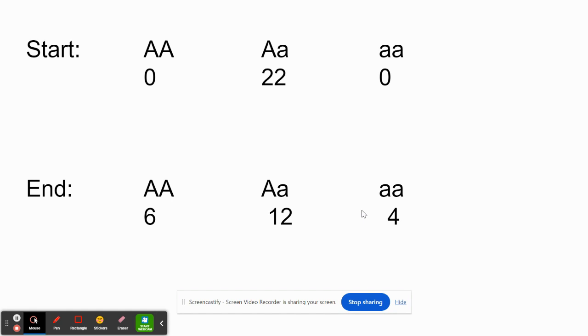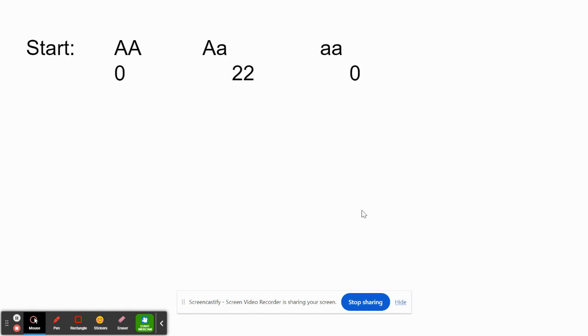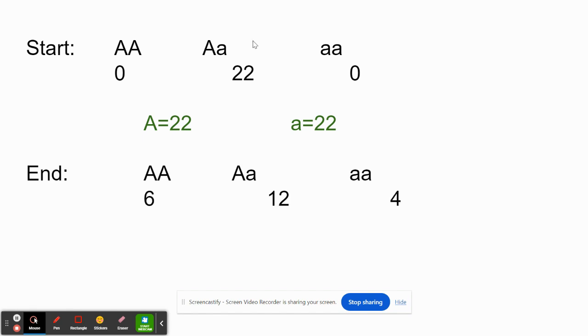So, in order to count these alleles, we're going to start at the beginning. We had 22 people, which means we have 44 total alleles in this class, and 22 big A's and 22 little a's. So, that's pretty easy. Then, when we look at the end results and I want to count the big A's, I have to remember that if 6 people are big A, they each have 2 big A's. So that's actually going to be 12 big A's.